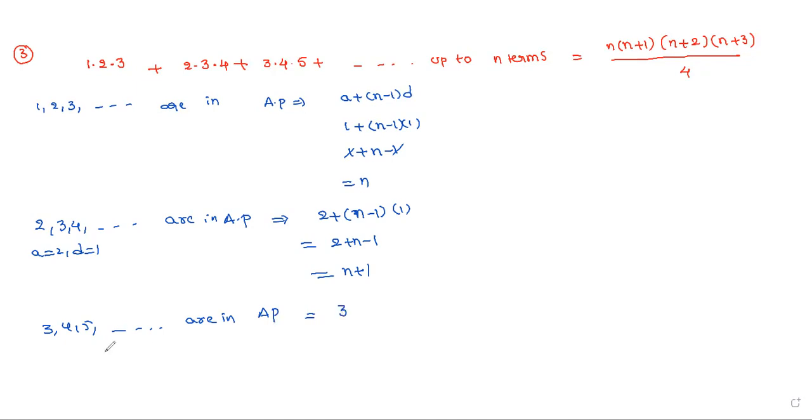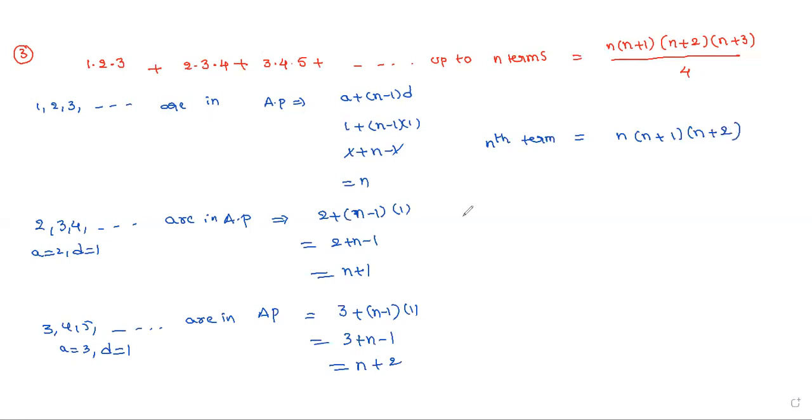Next, 3, 4, 5 are in AP. So a value 3, d value 1. 3 plus n minus 1 into 1, that is the value n plus 2. So the nth term is equal to n into n plus 1, n plus 2.